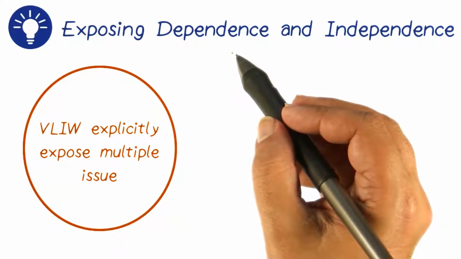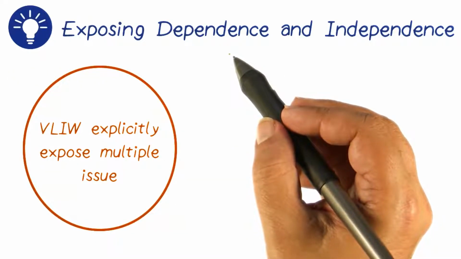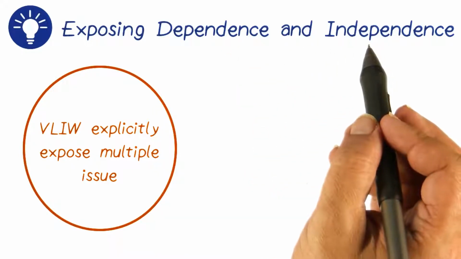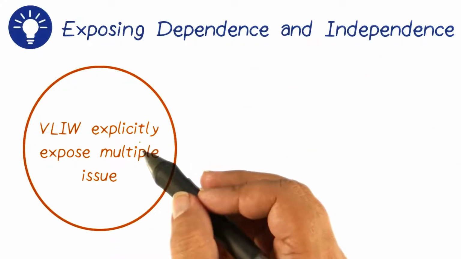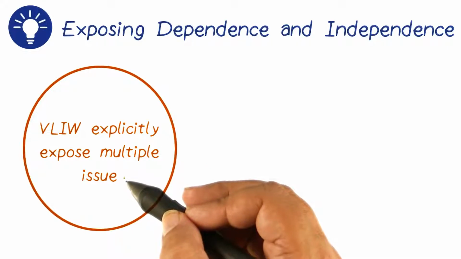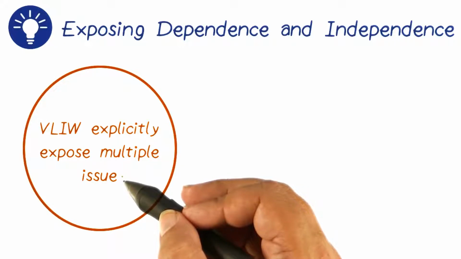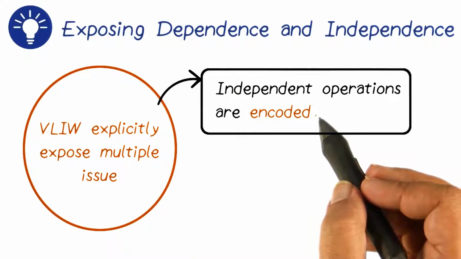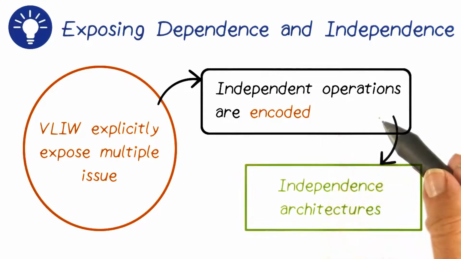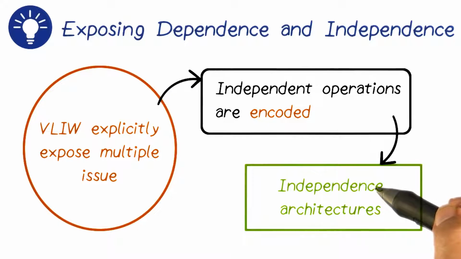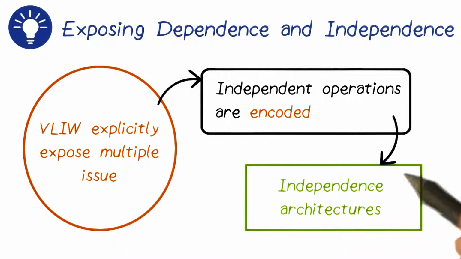Let us focus now again on VLIW, and VLIW is really an architecture of what we call dependence and independence. So VLIW explicitly exposes multiple issue of instructions. In other words, multiple operations that can execute concurrently in a given clock cycle are explicitly put there in one long instruction. Therefore, the independent operations are encoded in one long, large instruction. And in order for us to group these independent operations, one has to know that they do not have any dependence, and therefore VLIW is also dubbed as an independence architecture.